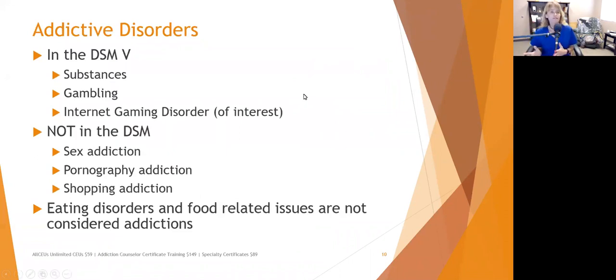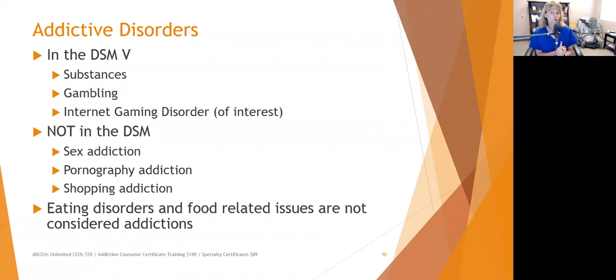Okay, and then we have addictive disorders. So we talked about the mental health stuff. If people have any of those, that's the mental health stuff, and then they may have an addictive disorder. In the DSM-5, we have substances that can be diagnosed as addictions, and you are looking for substance dependence or substance withdrawal. It's not considered abuse or dependence anymore. They kind of lumped it all together in the DSM-5. And gambling. Gambling is the only behavioral addictive behavior that has made it into the DSM-5.